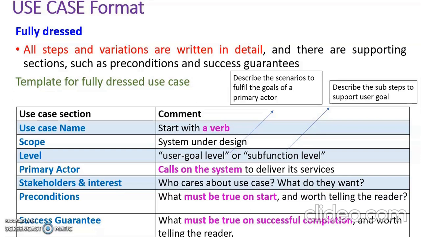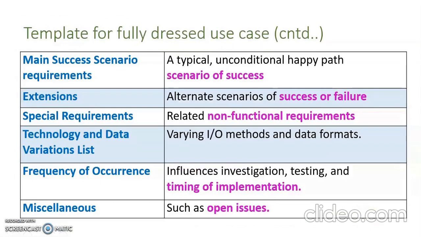Success guarantee is nothing but the postcondition. What must be true on successful completion. In the case of an ATM transaction, the success guarantee is that the customer has taken the required amount. That is nothing but the main objective. So it is what must be true on successful completion and is worth telling the reader.